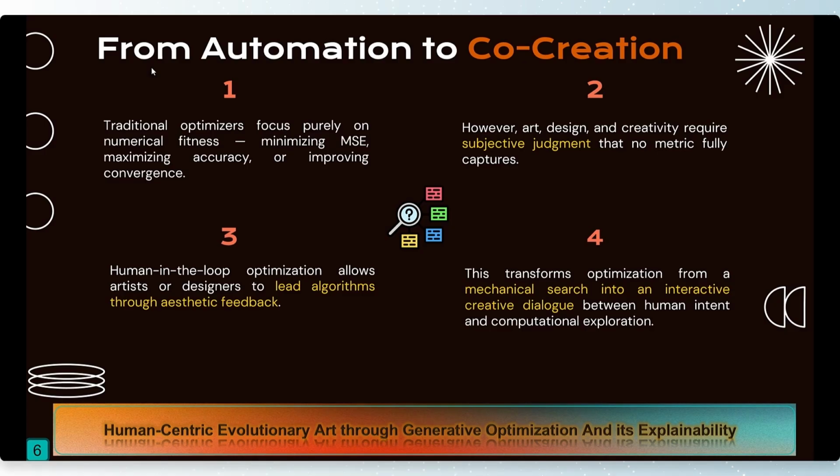So traditional optimizers focus purely on numerical fitness, minimizing MSE, maximizing accuracy, or improving convergence. However, art, design, and creativity require subjective judgment that no metric fully captures. Human-in-the-loop optimizers allow artists or designers to lead algorithms through aesthetic feedback. This transforms optimization from a mechanical search into an interactive creative dialogue between human intent and computational exploration.